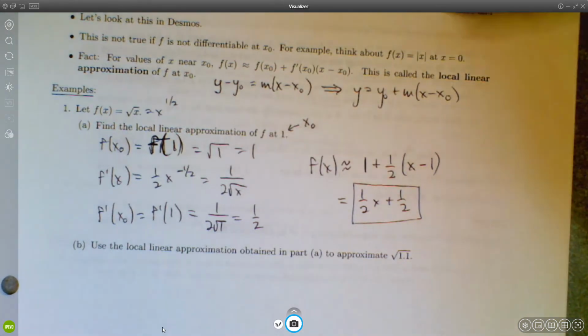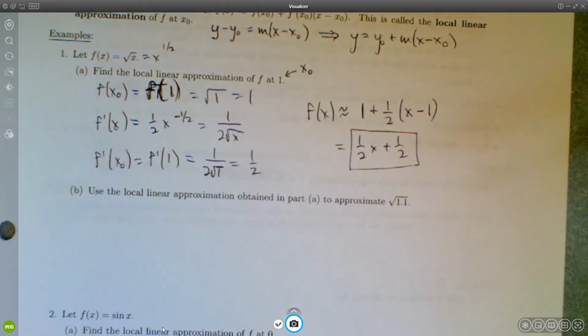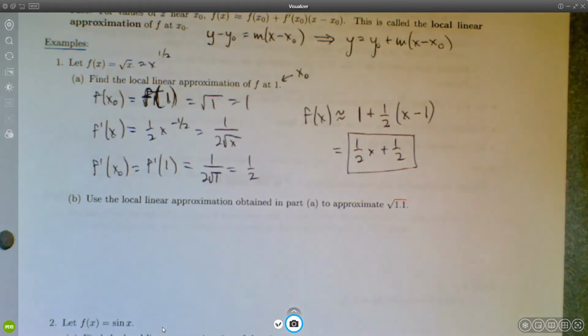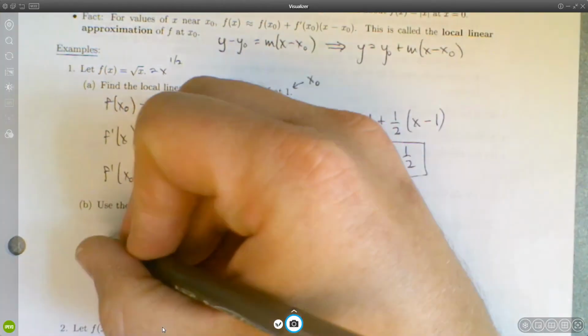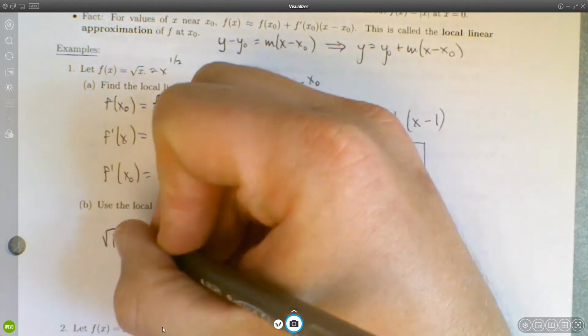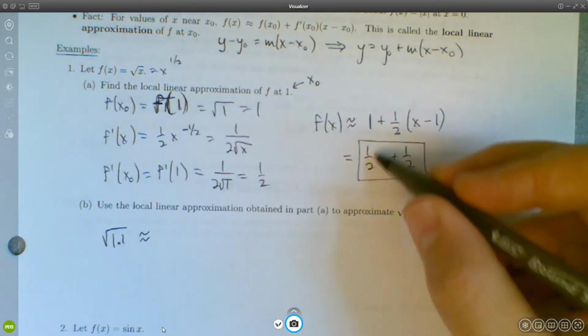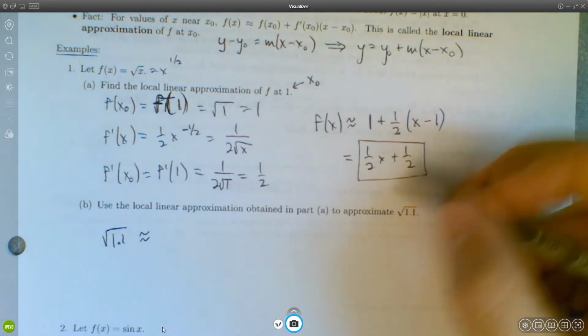And that's useful because we can use that to approximate something like the square root of 1.1, right? 1.1 is pretty close to 1. And so square root of 1.1 is going to be approximately 1/2 times 1.1 plus 1/2.